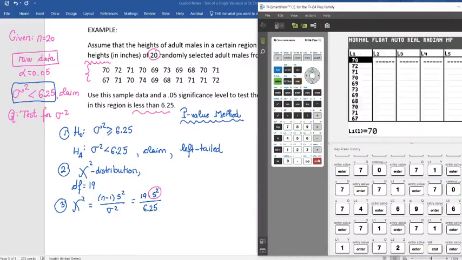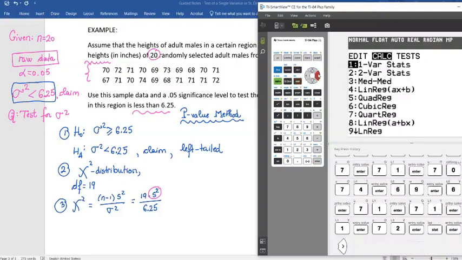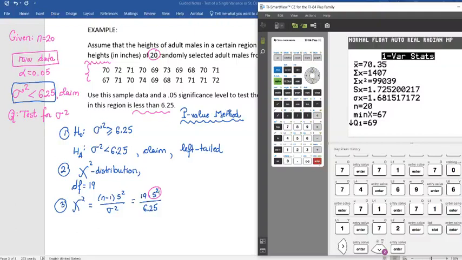I already did that. You may want to stop the video and put the information in a list. You have 20 values to put in list 1. And then I'll go to stats and I'll be looking at one variable stats for list 1. I need to calculate, and the only information that I actually need from here is S. So make sure you know where to find S, especially if you have raw data.